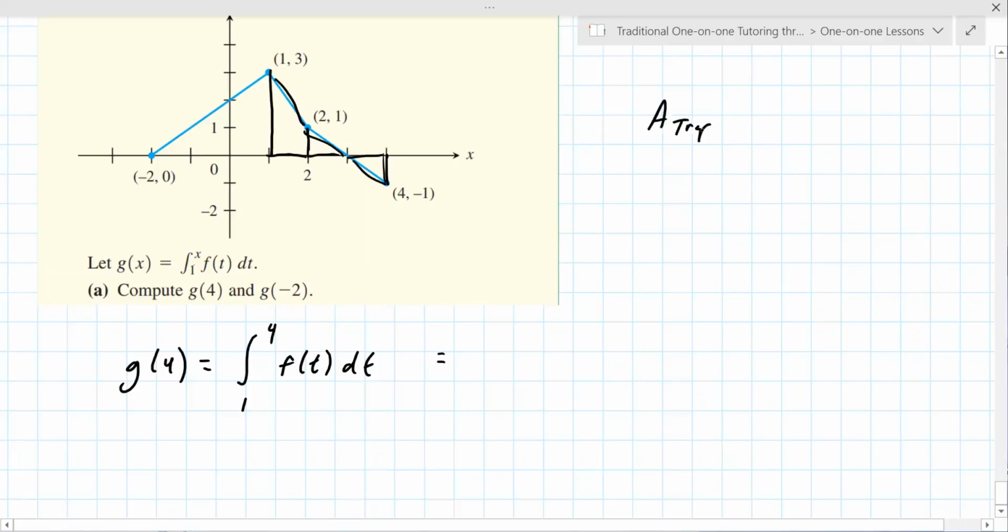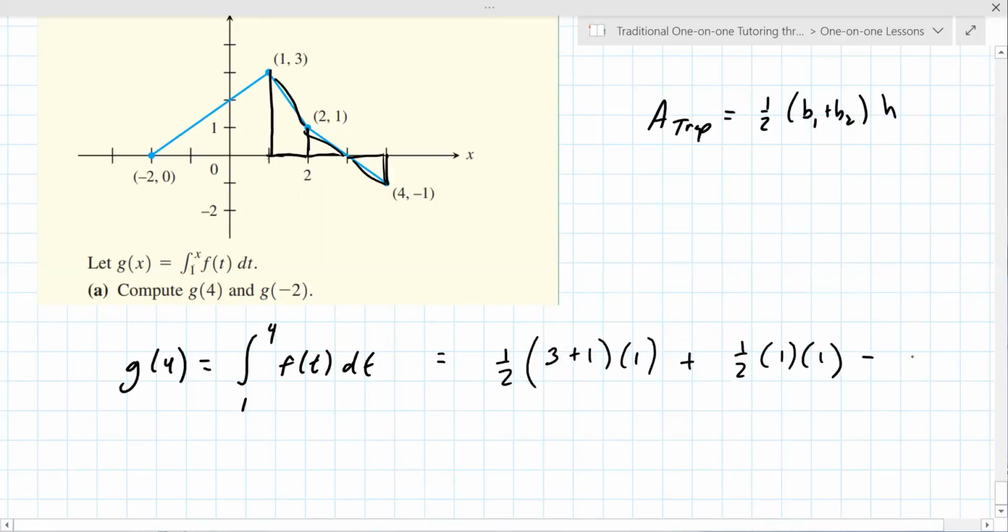I'll remind you the area of a trapezoid is 1/2 (B1 plus B2) times the height. The bases are what are parallel. So we got 1/2 times (3 plus 1). Height is actually this way, which is a little bit odd. That's the first region, plus 1/2 base times height, minus 1/2 base times height. So whatever this adds up to, what do we got here? Just 2. 4 divided by 2, we get 2, because these cancel.